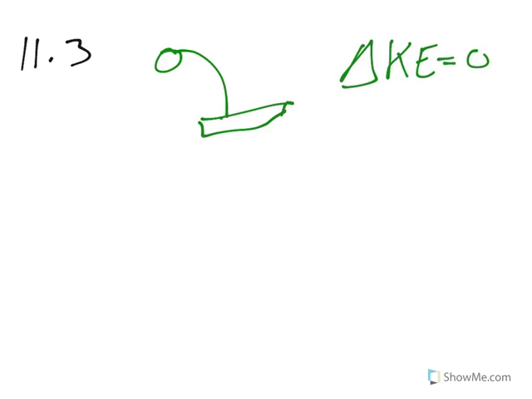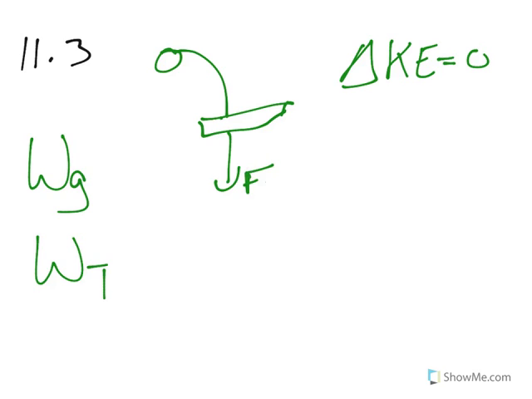11.3. A crane lowers a girder into place. So we've got a crane lowering a girder. For those of you that don't know, it's like a steel beam type thing, into place at a constant speed. Remember, the change in kinetic energy here is 0. We want to consider the work done by gravity and the work done by the tension in the cable. So what's the tension? What's gravity doing? First of all, the force of gravity is going to be pulling this object down, and the force of tension is going to be pulling this object up.